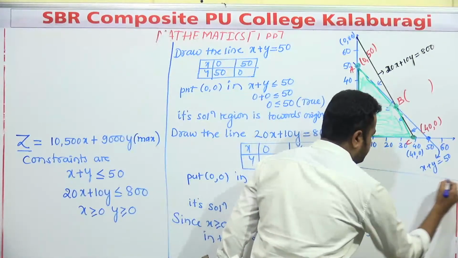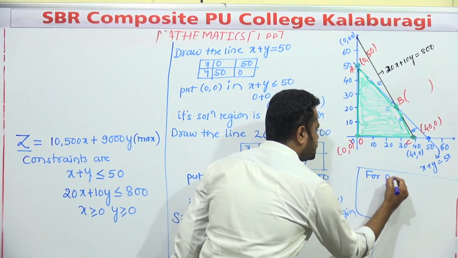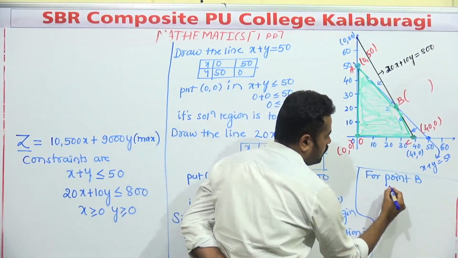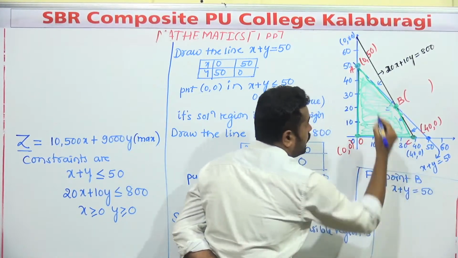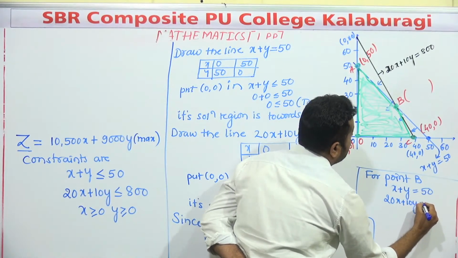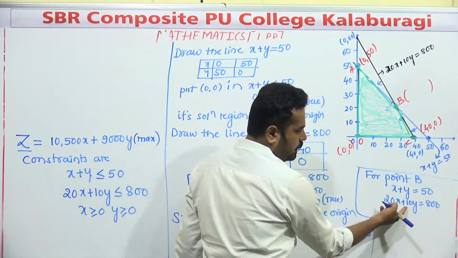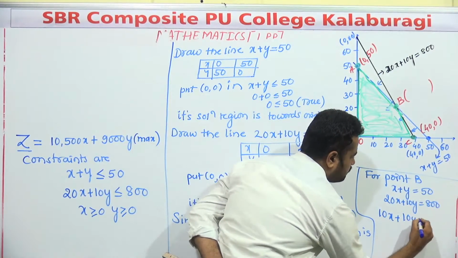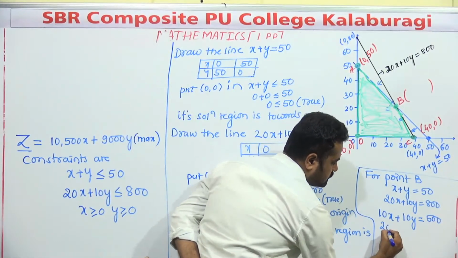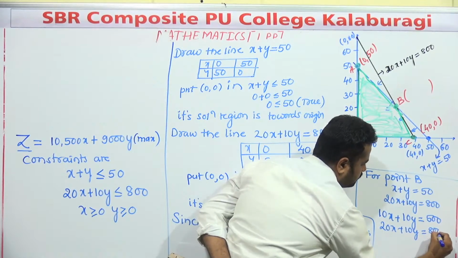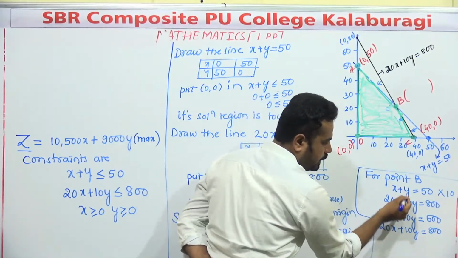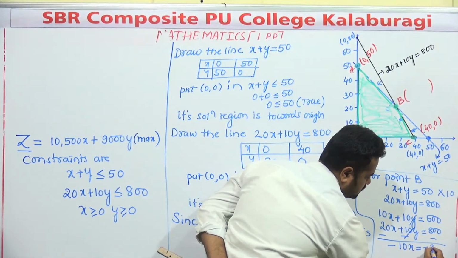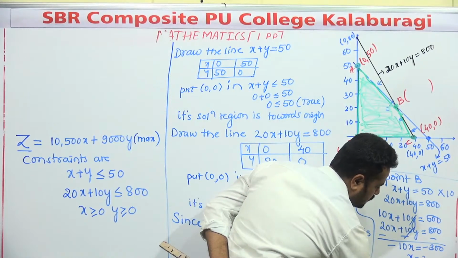Okay, right. For the point B, this point is the intersection of what? Black line and blue line. Solve those two equations: x plus y equal to 50, and 20x plus 10y equal to 800. Listen, now I will make the coefficient of y the same. I will multiply this by 10, and what do you get? 10x plus 10y equal to 500. And this is 20x plus 10y equal to 800. Because I am making the coefficient of y the same, subtracting, the y terms cancel. This is minus 10x and this is minus 300. Therefore, x is 30.